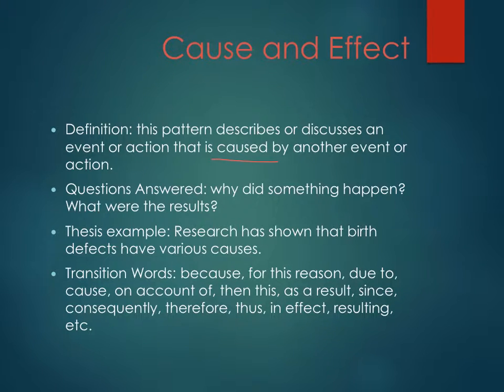A thesis example, research has shown that birth defects have various causes. It could talk about the different birth defects and what caused each one. Transition words, people always overlook this one because it has cause right in it. That's a transition word for cause and effect. For this reason, due to, cause itself can be a transition word. On account of, then this as a result, anything dealing with results. Since, consequently, therefore, thus, in effect, resulting, and more than that. Do keep a close eye out for that because it's quite common and often overlooked.